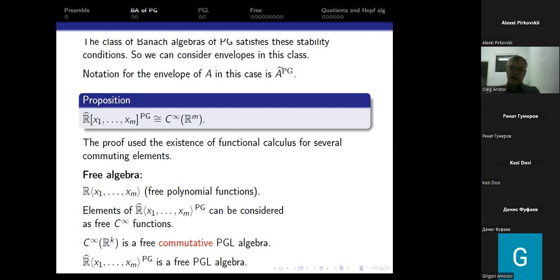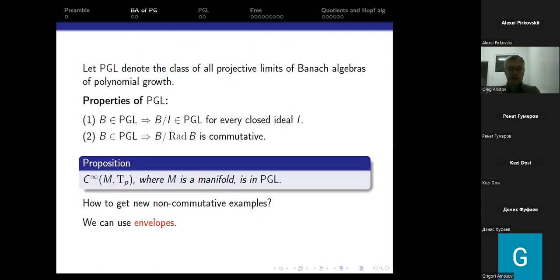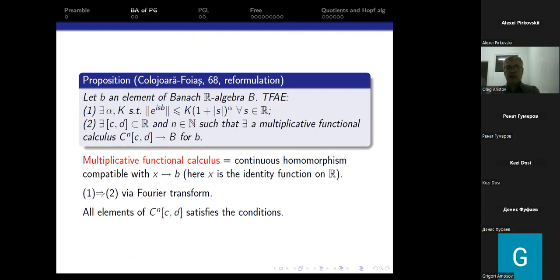This proposition is basic for us: the envelope of the algebra of polynomials, the commutative algebra, is in fact the algebra of C-infinity functions on R^n. The proof uses the existence of functional calculus for several resolvent elements. This is similar to the result of Pollard and Fuchs, but not for one element, for several elements.